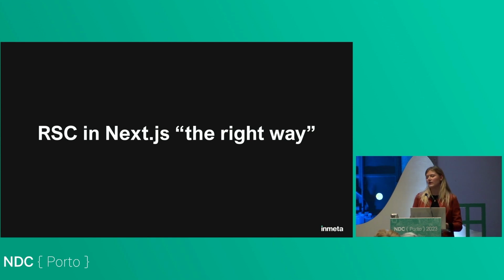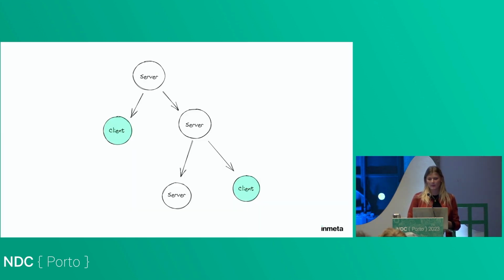So how do we use React Server Components in Next.js the right way? What are the best practices and development patterns to get the most out of them? The best practice is going to be to move your client code to the leaves of the component tree. In this way, you ensure that you do not ship any unnecessary JavaScript to the client. React will hydrate only these client leaves, as we know as partial hydration.